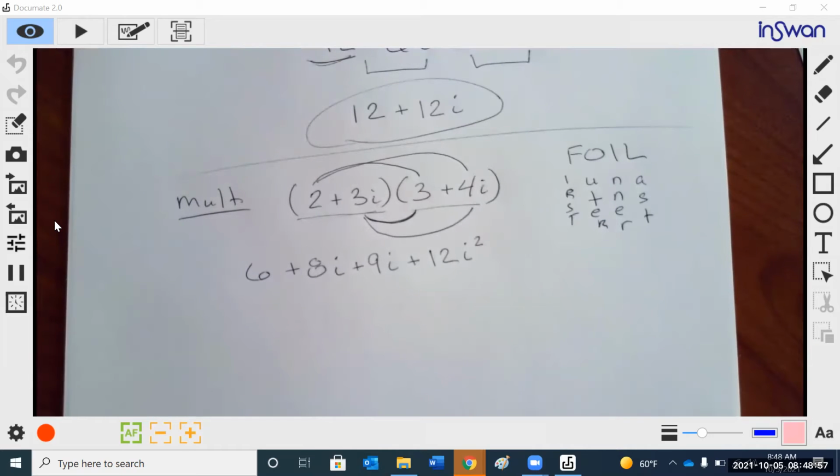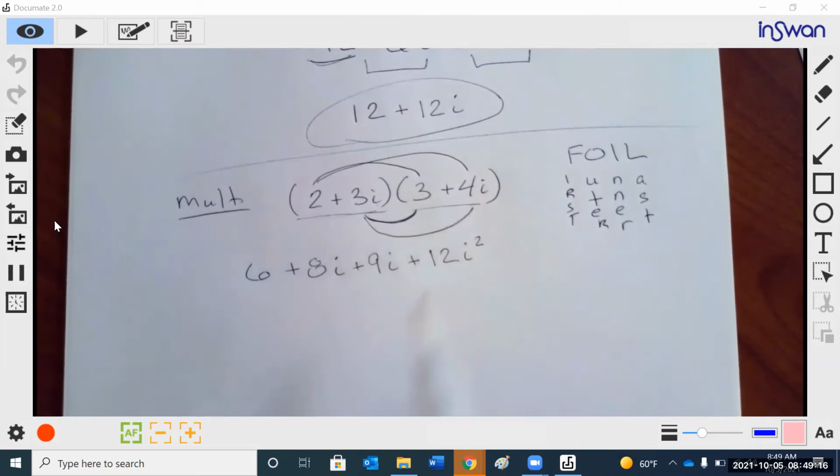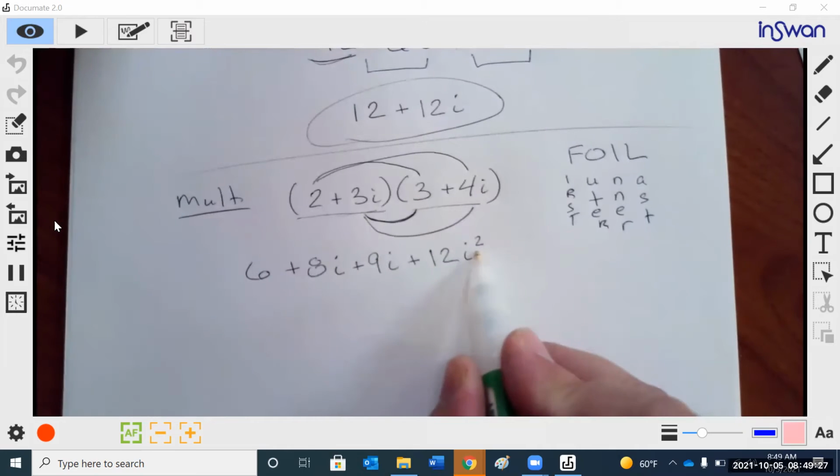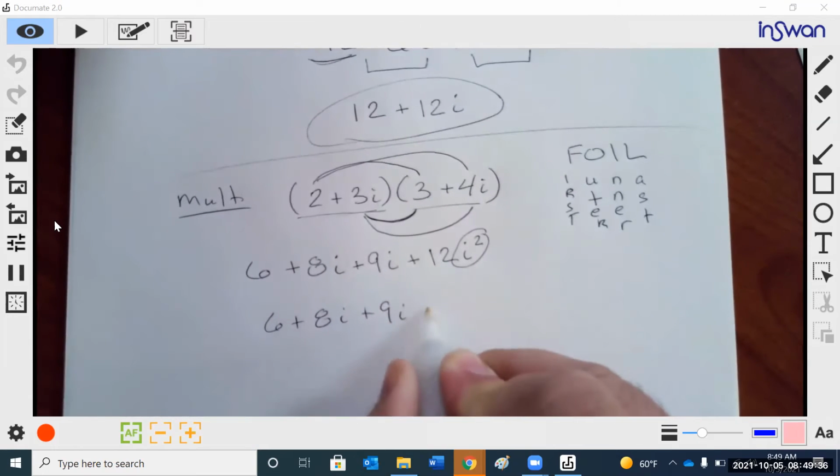Note, it's very important that when you add and subtract terms, the only thing that changes is the coefficient. When you multiply, the coefficients and the exponents change. i times i is i squared. Okay. What's next? Order of operations. Are there any special operations? There's a square. What does i squared equal? i squared is equal to negative 1.